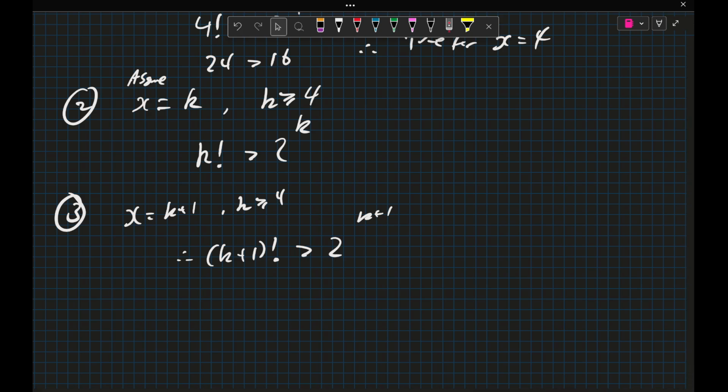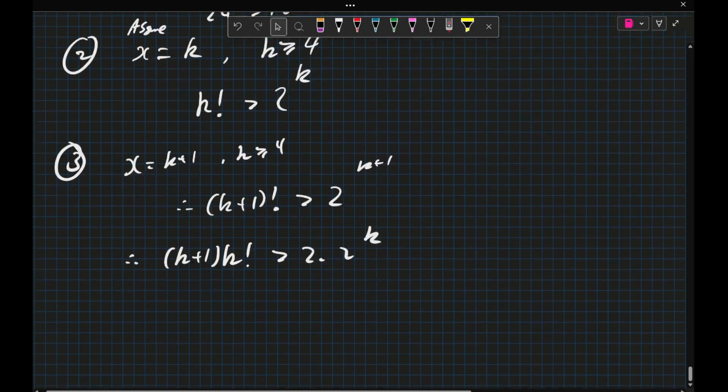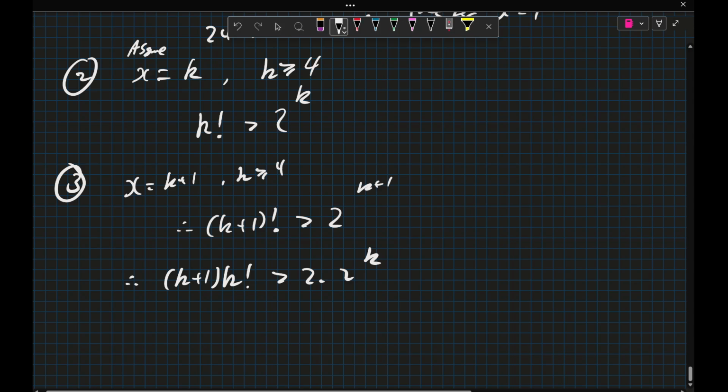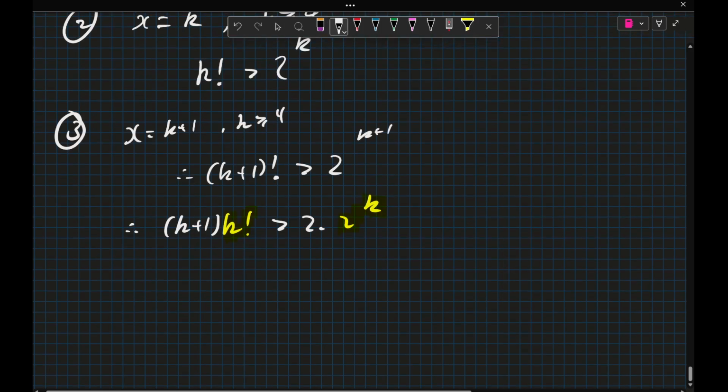Okay, so this is where it gets a bit weird. Expand this factorial, we get k plus 1 times k factorial is greater than 2 times 2 to the k. So what we can say here is that we know k factorial is clearly greater than 2 to the power of k. So this k factorial and 2 to the power of k link in with stage 2. So we can clearly see that we've assumed that the k factorial is greater than 2 to the power of k.